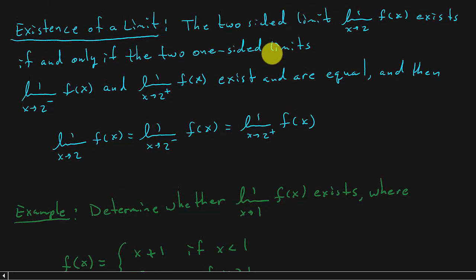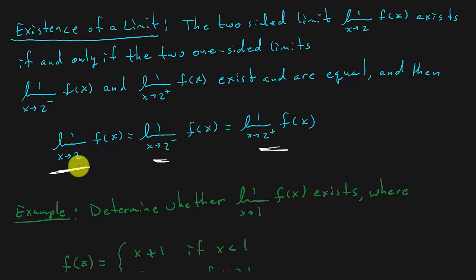Okay. All right, let's look at this. Existence of a limit. The two-sided limit, the limit as x approaches, let's just use some random number, 2. You can use whatever number you want, it doesn't matter. The limit of f of x as x approaches 2 exists if and only if the two one-sided limits exist. This limit and this limit, so the limit from the left and the limit from the right have to exist, and they have to be equal. So if the limit from the left and the limit from the right are the same, then that's the limit of your function, f of x as x approaches 2. Okay? All right.